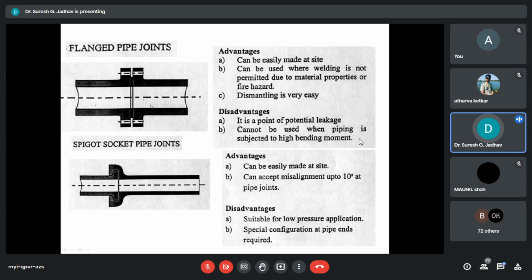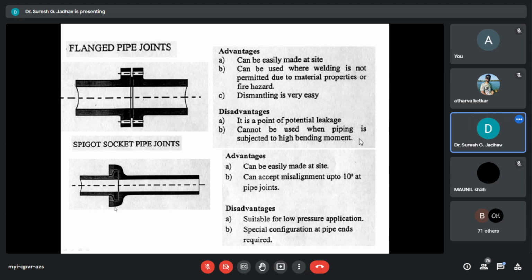systems. And the disadvantages of flange joints: there is potential leakage when applying flanges to connect two pipes. Sometimes in this portion leakage will arise, and we cannot use them when piping is subjected to bending moments. Flange pipe joints are not used under high piping bending moments, so there is more leakage.